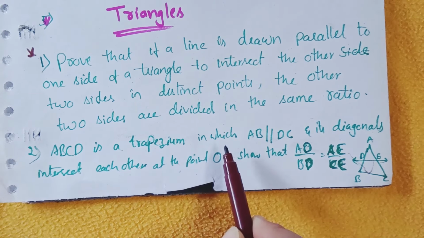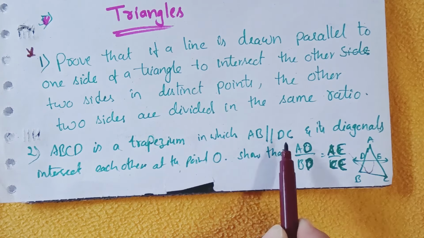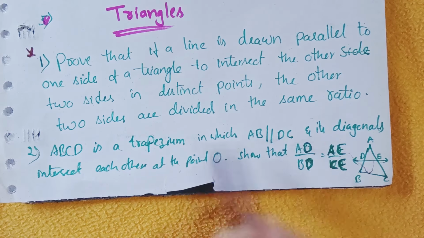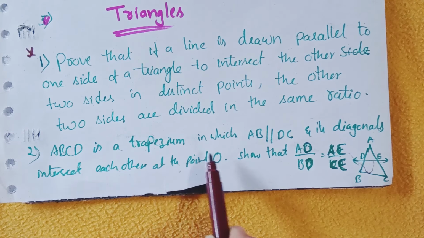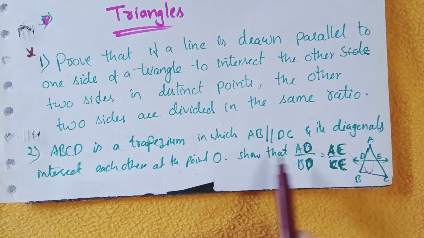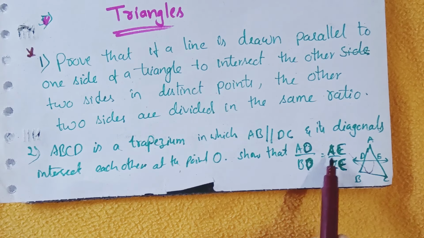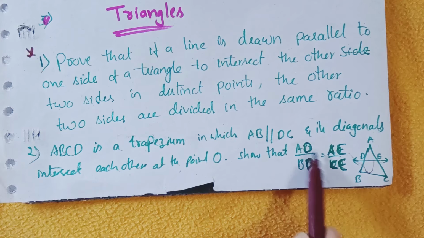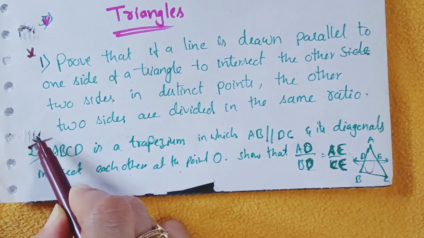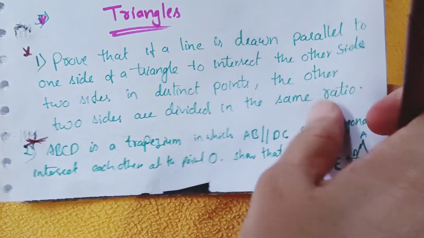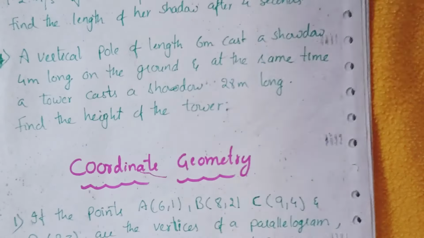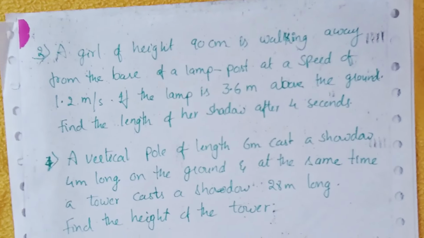ABCD is a trapezium in which AB is parallel to DC and its diagonals intersect each other at the point O. Show that AO by BO equals CO by DO. This one we have to show. Just go through these, guys. Next we'll see the third question.